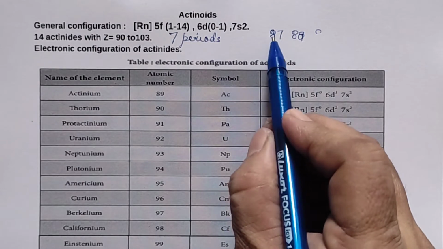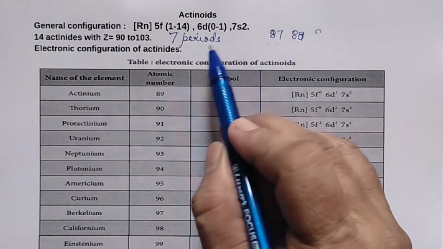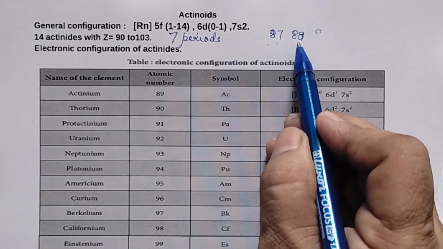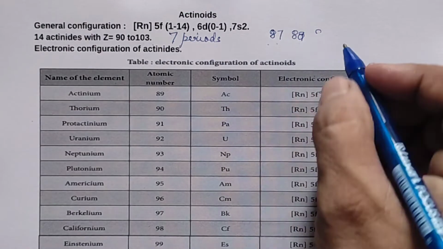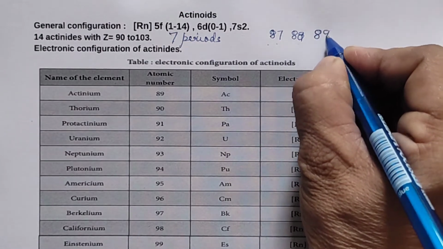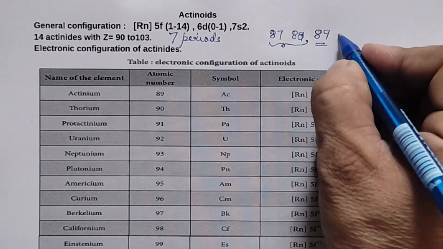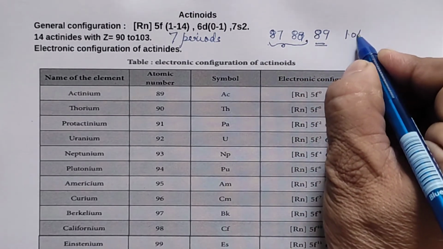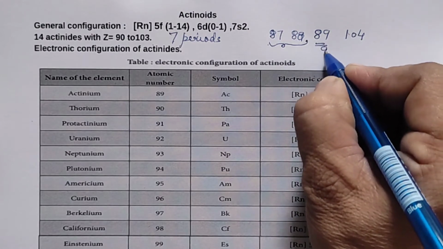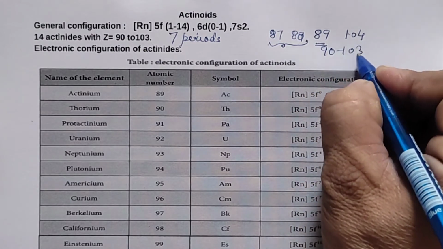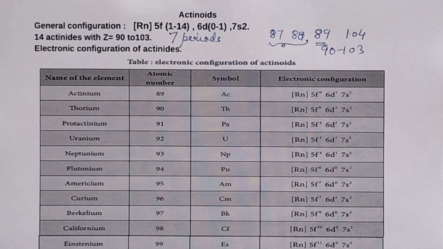So when you check, 87 is the first element of the 7th period. 88 is the next element. Then you have 89. So these two are S block. This is D block. And after that you have 104. So where are those elements of 90 to 103? These elements are present at the bottom of the periodic table, a part of F block elements just below lanthanides.